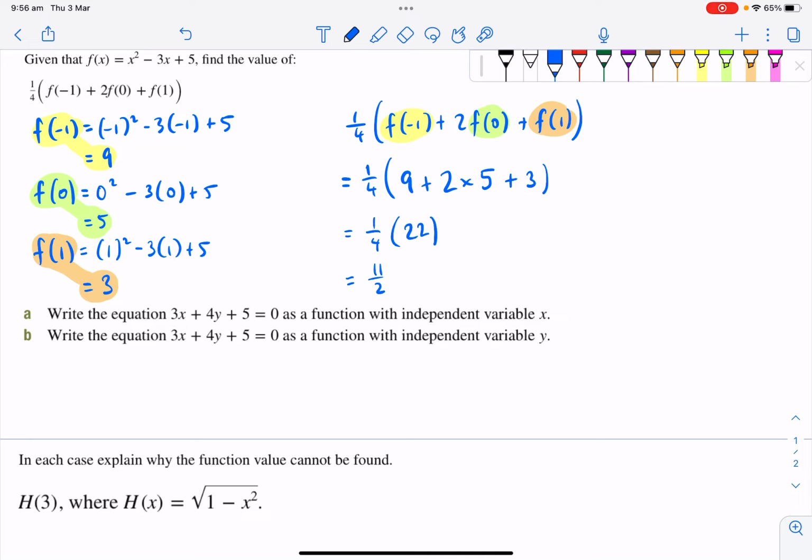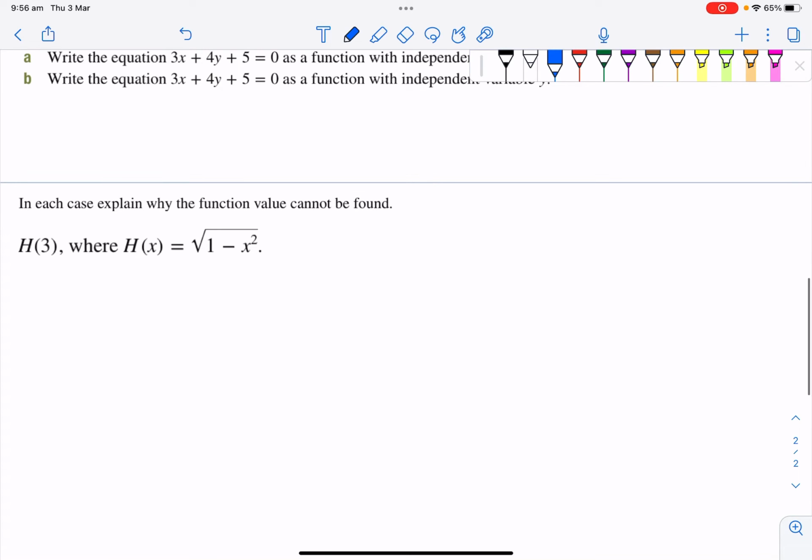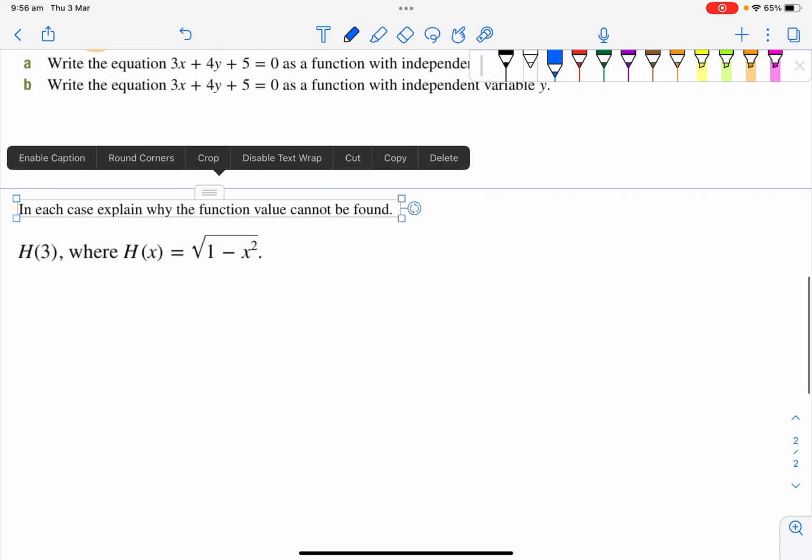All right, let's move on to the next one because it's a bit of a wordy question. I may need a bit more space.